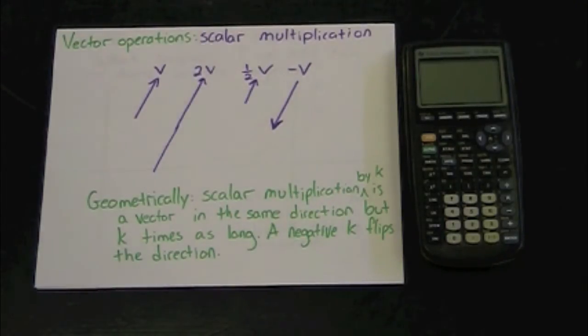If we think about this geometrically, scalar multiplication by a number, let's call that number k, is just a vector in the same direction, but k times as long in terms of magnitude. A negative k is going to flip the direction and be in the exact opposite x and y directions.